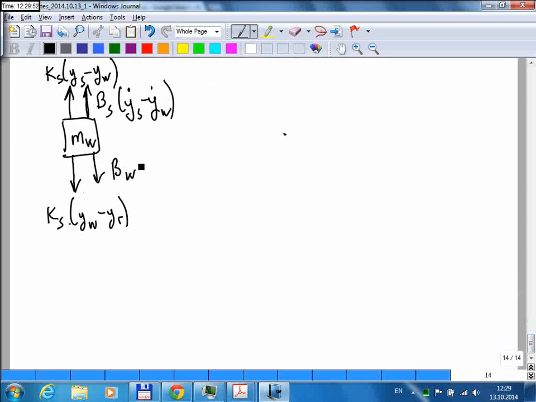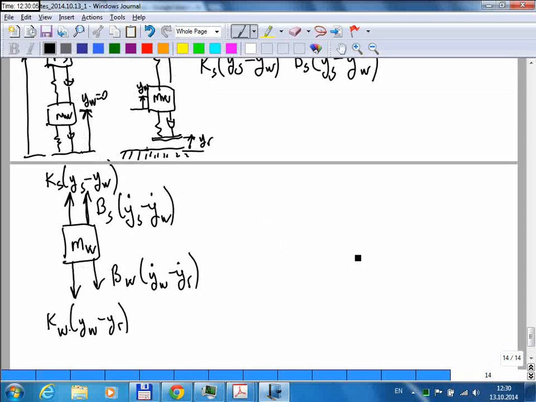So this should be wheel, right? Not S. So anyway, our time is over, so let me stop here and I will continue with this car suspension example tomorrow.